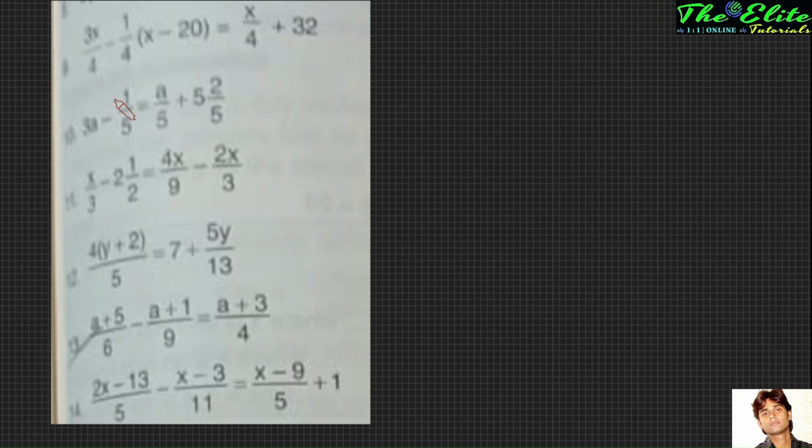By the way, I can see the question here as 3x by 4. I am taking this question. I don't even know the number. So it is 3x upon 4 minus 1 upon 4x minus 20 is equal to x upon 4 plus 32. The question is long, but you should not be scared of its length.